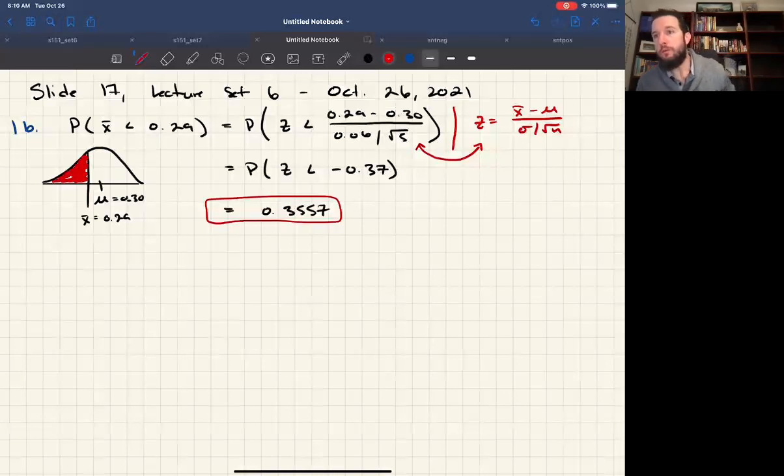So again, this one is a pretty straightforward problem. Just transformation, look the value up. Because we have a less than, it's a direct pull from the table. So there's a lot of nice things about this question that make it a bit quicker to work through. Any questions?